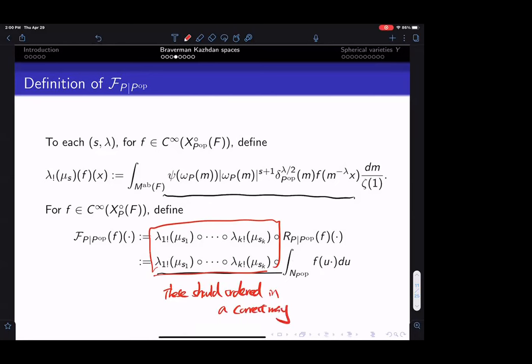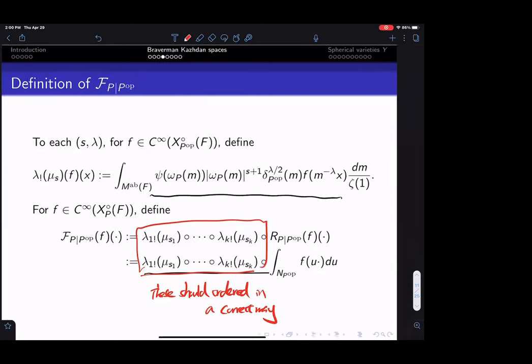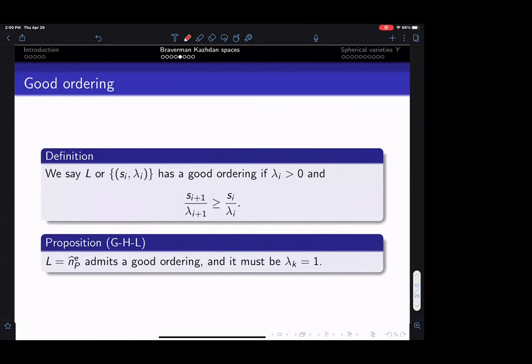And so that's why we introduce a notion of good ordering. We say the data (s_i, λ_i) has a good ordering if the λ_i are all positive and the sequence s_i λ_i is non-decreasing. And as we have seen, as long as λ_i is positive, it admits a good ordering, which is true in our case.